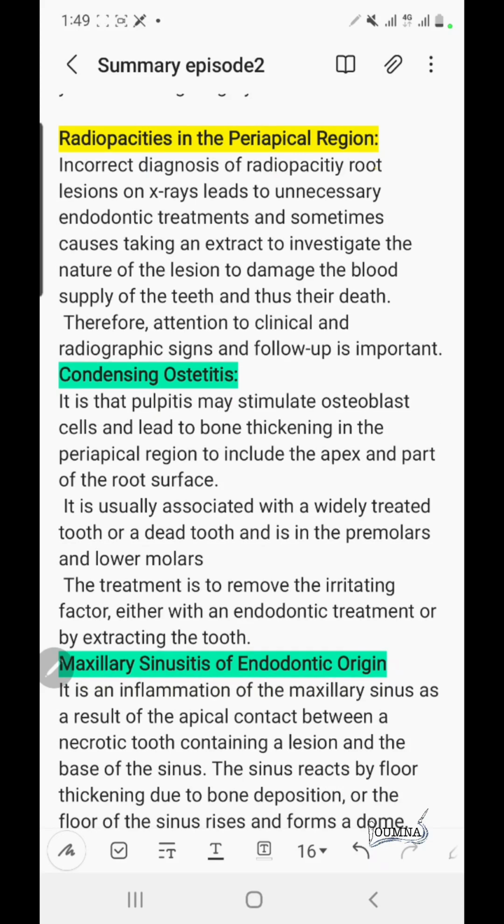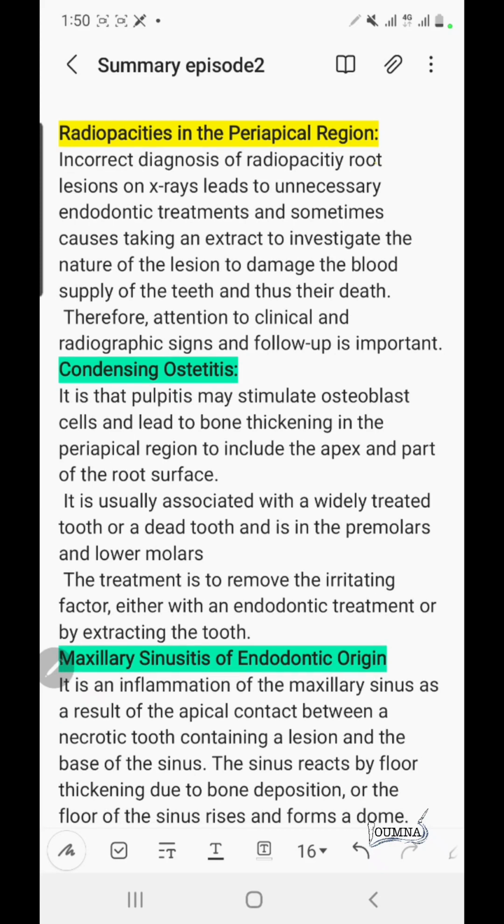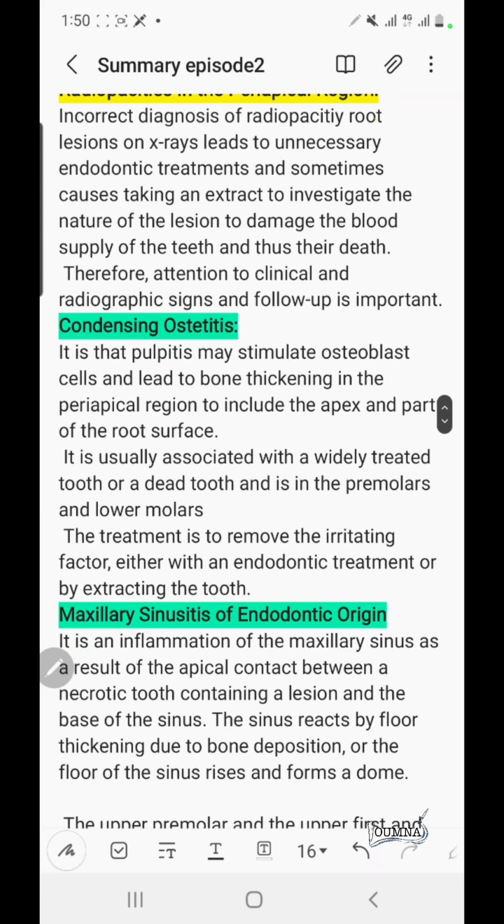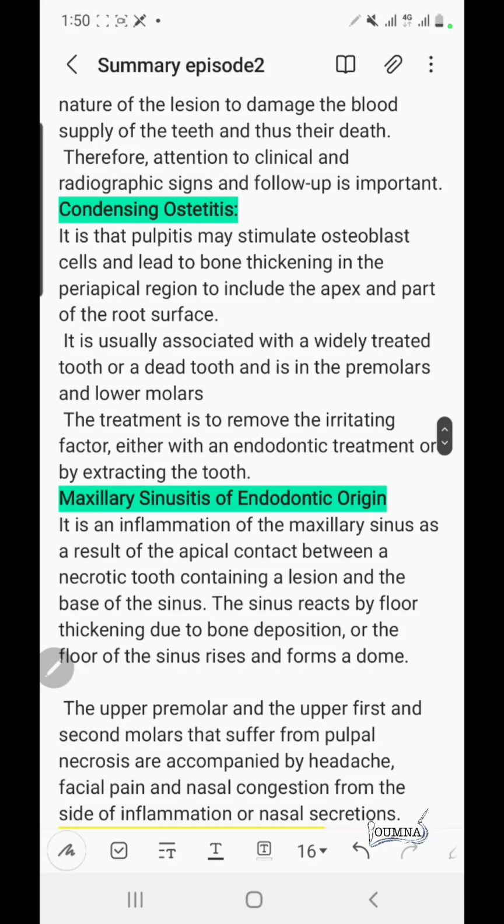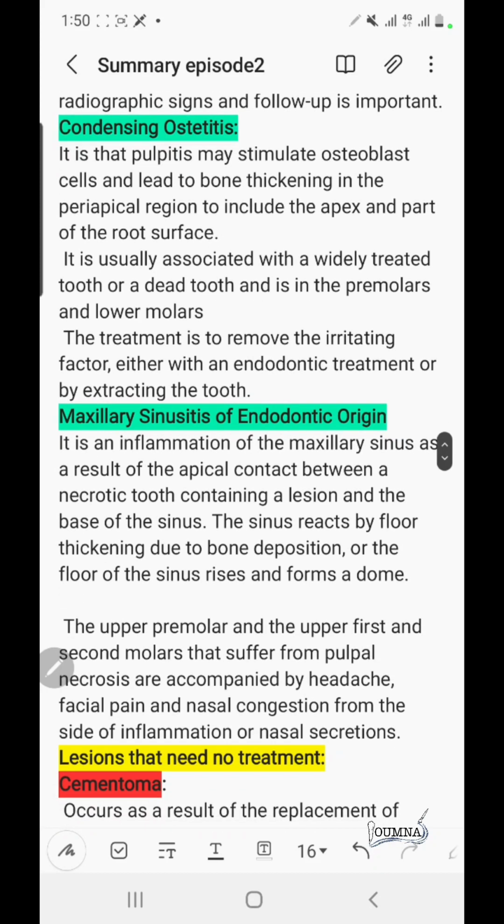Radiopacities in the periapical region. Incorrect diagnosis of radiopacity root lesions on X-rays leads to unnecessary endodontic treatment, and sometimes taking an extraction to investigate the nature of the lesion damages the blood supply of the teeth and thus makes them necrotic. Therefore, attention to clinical and radiographic signs and follow-up is important.